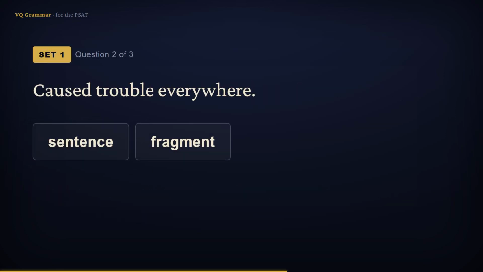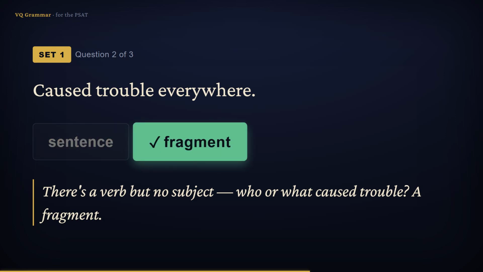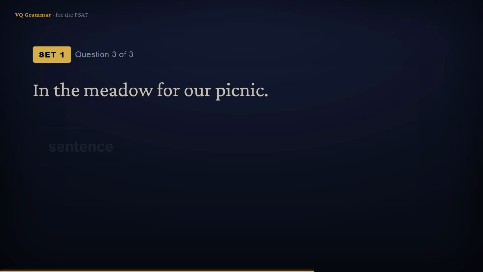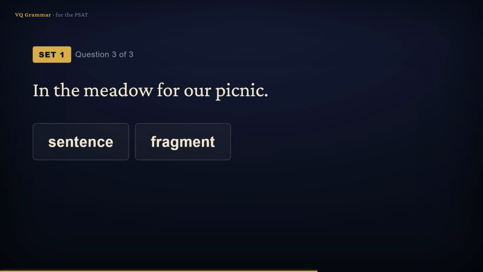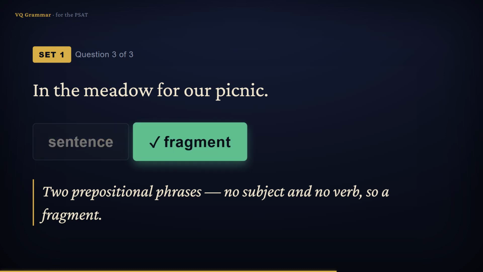Caused trouble everywhere. There's an action here, caused trouble. But stop and ask, who or what caused it? No one is named. With the subject missing, the thought is unfinished. So the answer is fragment. In the meadow for our picnic. Look closely. These are just two phrases describing a place. There's no one doing anything, and there's no action either. No subject, no verb. So the answer is fragment.